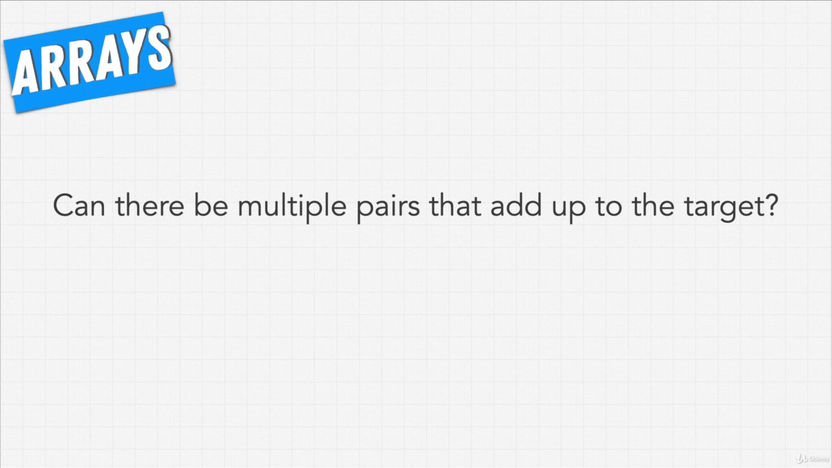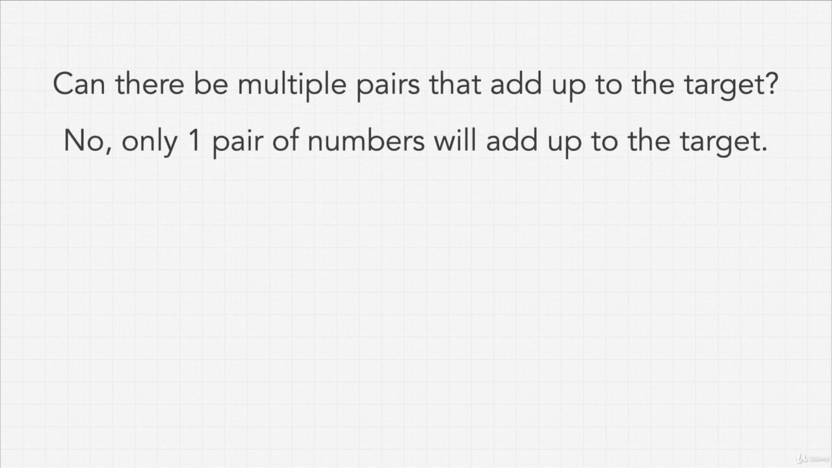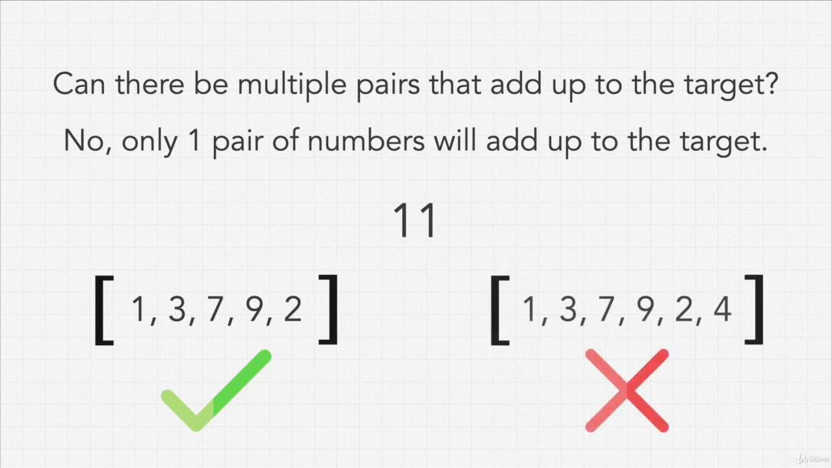So another question we can ask is, can there be multiple pairs that add up to the target value? Here we'll say, no, only one pair of numbers will add up to the target given. What this means is that if we're given the target of 11, we'll expect that only 2 numbers in the array will add up to this value. We'll never receive an array where there are multiple pairs that add up to that target. So in the first one, we see that only 9 and 2 add up to 11, whereas in that second array, we see that there's 9 and 2, but there's also 7 and 4. So we don't need to worry about our solution coming up with a case where we need to consider multiple potential solutions.